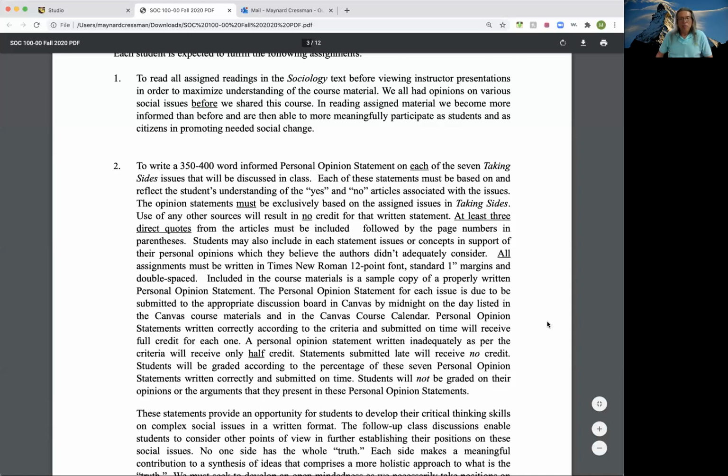Okay, the personal opinion statement for each issue is due to be submitted to the appropriate discussion board in Canvas by midnight on the day listed in the Canvas course materials and in the Canvas course calendar. So not only is there a Canvas course calendar, which when you're on home, you can look off to the right and see, but when you click on the syllabus in Canvas, below the syllabus is a chronological order of when your assignments are due. What I would recommend is that with the Canvas course calendar, you can combine all the assignments in all your courses in the one master calendar.